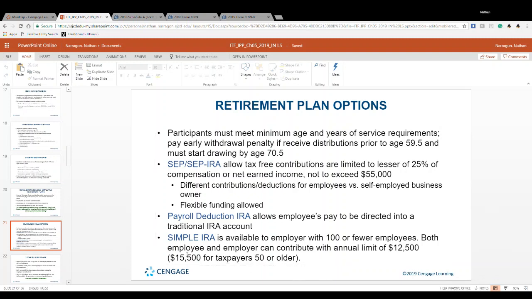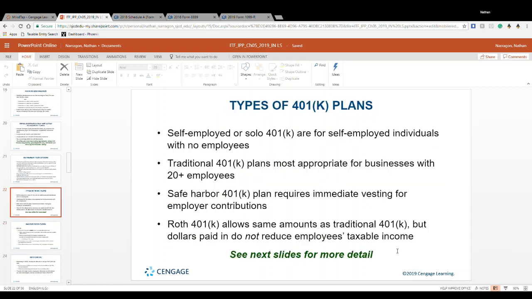So again, a little age thing, a little boost, that catch-up thing going on. You can have $12,500 in a SIMPLE IRA, which can be contributed by both the employee and the employer. So you can have about 25K, and then it goes up to about 31,000 if everybody maxes it out.